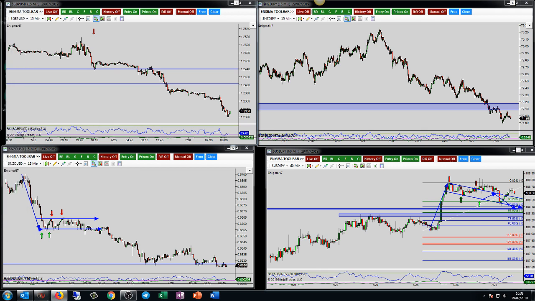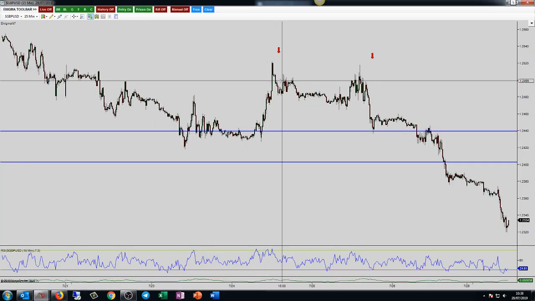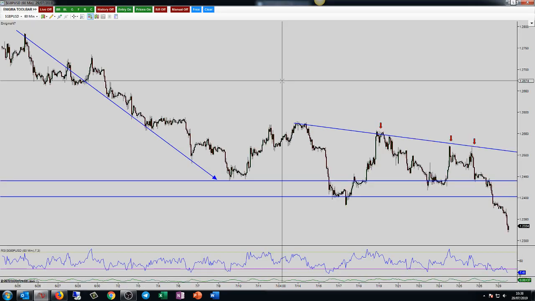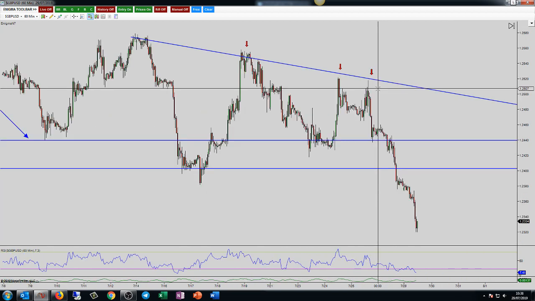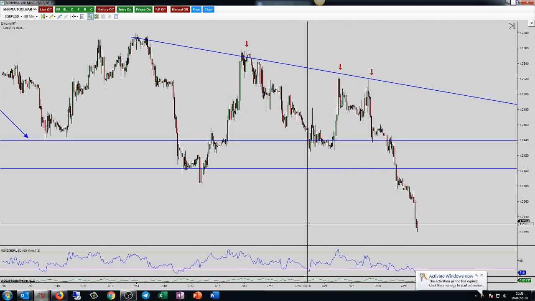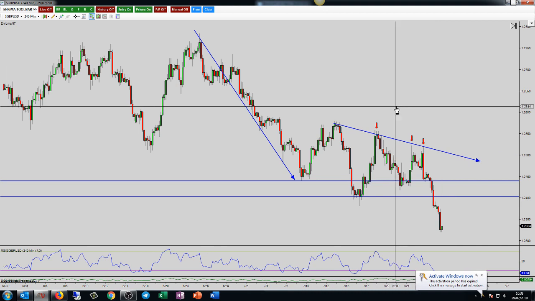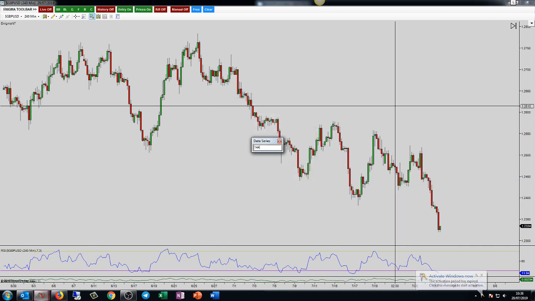We may as well then take a look at the pound dollar. The pound dollar that went on to hit our targets after stopping us out. Let's have a look. Yeah, we'll just do the high time frame analysis on this.